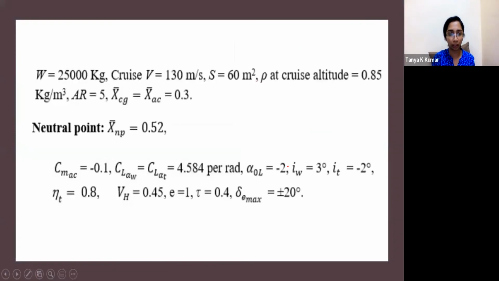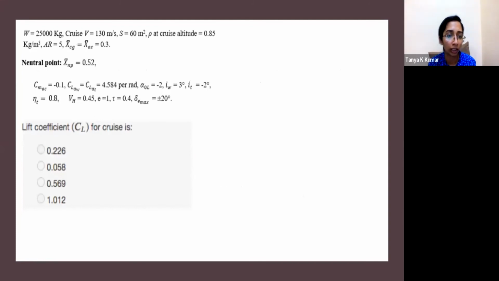So now we'll start with another question. This is the data given to you. The weight is given, cruise velocity is given, the area of the wing, the cruise altitude, the density at the cruise altitude, the aspect ratio, the XCG, XAC, which coincide in this case, neutral point location, and all the other parameters of the wing and tail are given. Okay, so the first question is, what is the lift coefficient for cruise? What is the formula that we follow to find out lift coefficient at cruise?